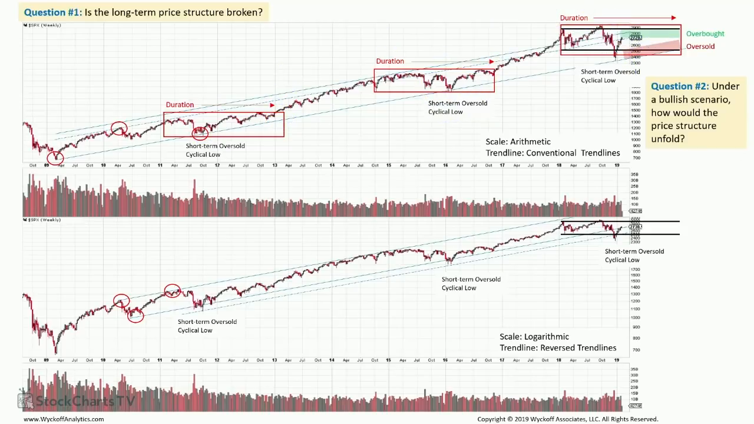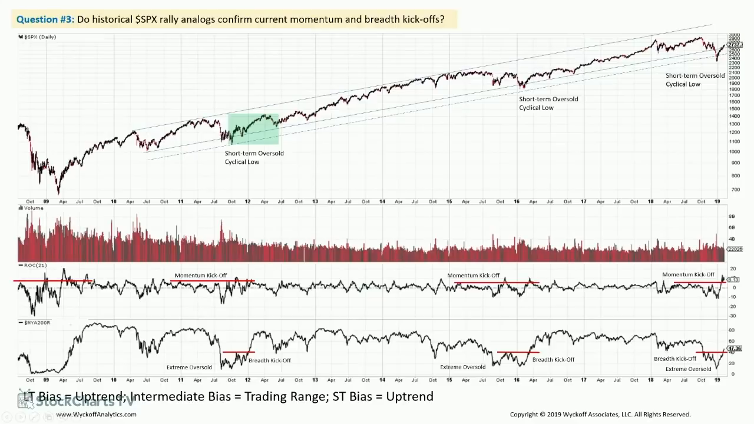All right, let's go to the next one, and let's check out the breadth and the momentum. And there is a lot of talk about that too, and I think it's a correct conversation to have. Is the rally that we're in currently, does it have enough momentum? Is it healthy enough? Is the overall market participating in these rallies?